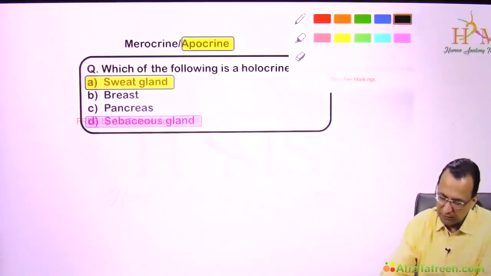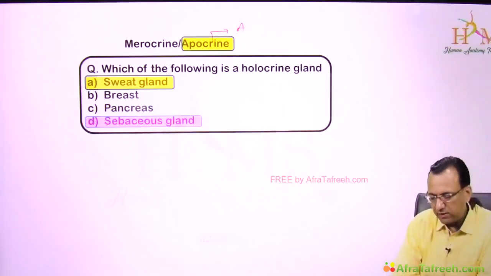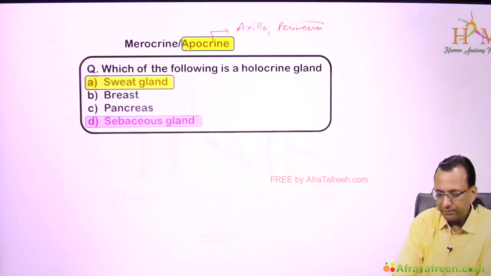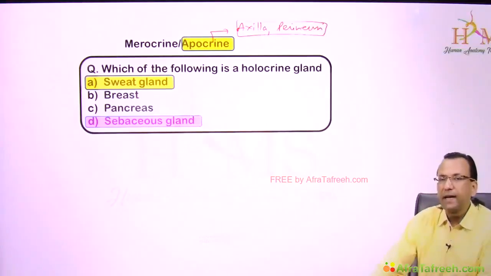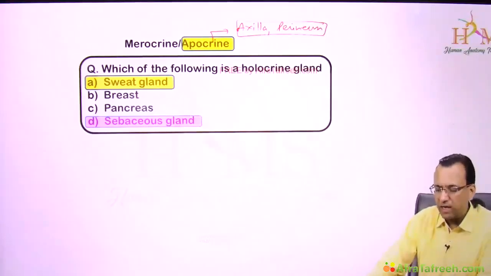Yeah, they are found in the axilla region and perineum region. Now, if you say they have limited distribution in the axilla region, perineum region, perigenital area, can you tell some other places where you have apocrine sweat gland? You already know two of them. You remember? Apocrine sweat gland, modified apocrine sweat gland.